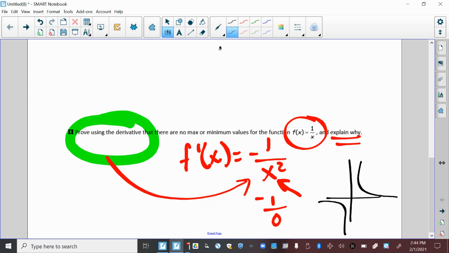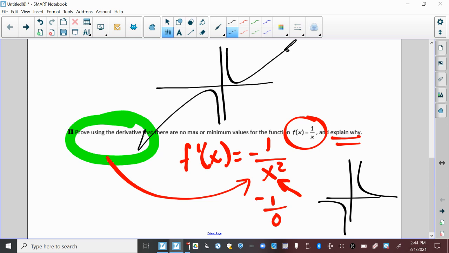But there are some functions that will look like this. They will have a max here and a min here, but they will have an asymptote at x equals 0. So the asymptote at x equals 0 does not determine if there's a max or a min.